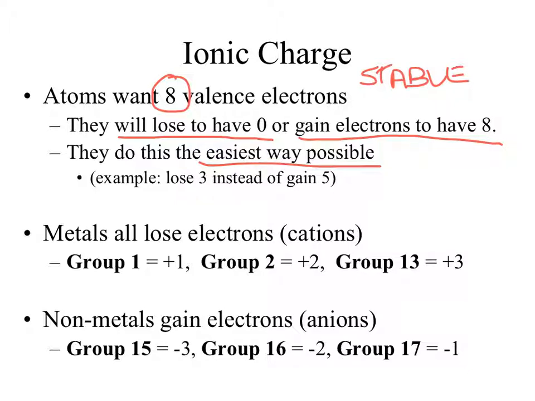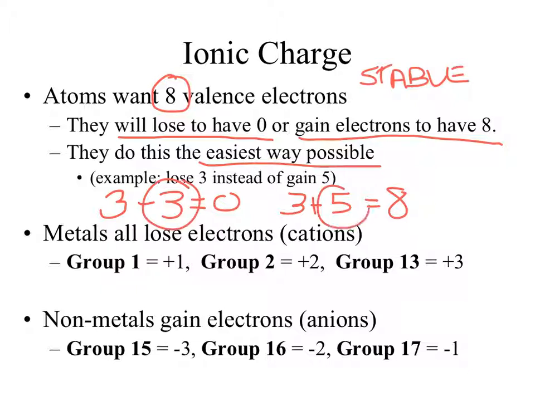For example, if an atom has 3 valence electrons, it could either lose 3 or gain 5, either to get to 0 or to get to 8. Losing 3 is quicker than gaining 5, so losing 3 wins in this case. Whatever is quicker and easier, that's what an atom will do.